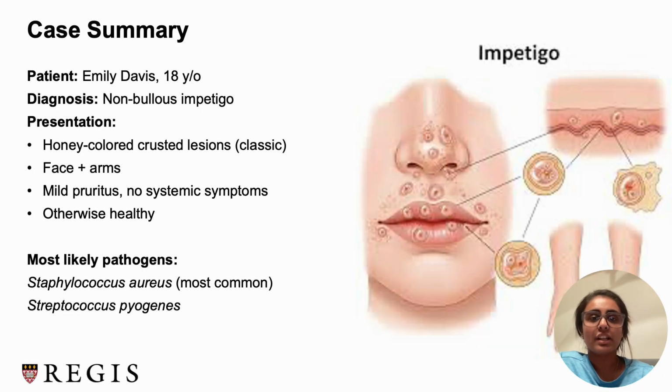Hello everyone, my name is Shikha Patel Shah and today I am presenting a case on the pharmacological management of impetigo. Our patient is Emily Davis, an 18-year-old female presenting with multiple honey-crusted lesions on her face and arms. The lesions have been progressively increasing over the past few weeks and are associated with mild itching but no pain or systemic symptoms such as fever. Based on her presentation, this consists of non-bullous impetigo, most commonly caused by Staphylococcus aureus or Streptococcus pyogenes.